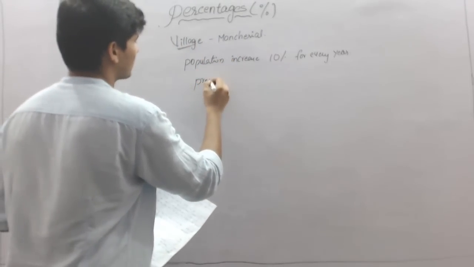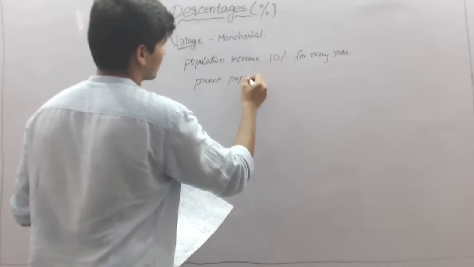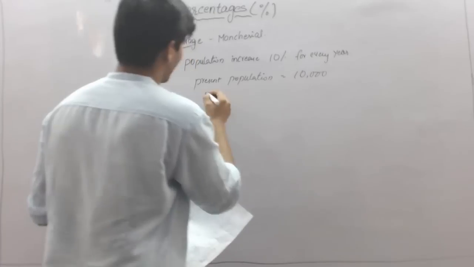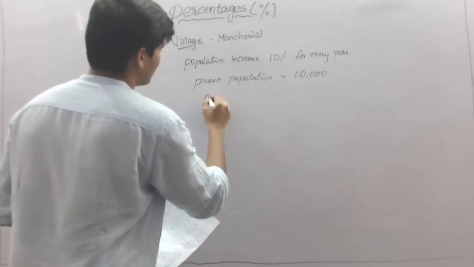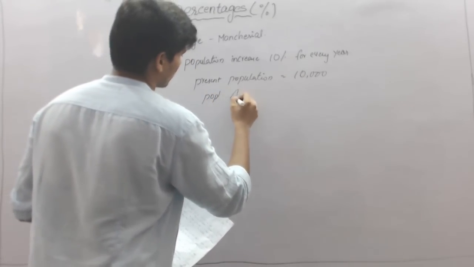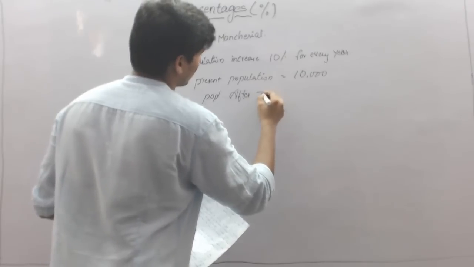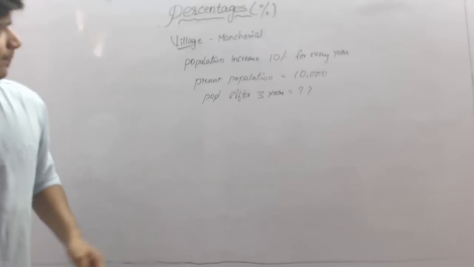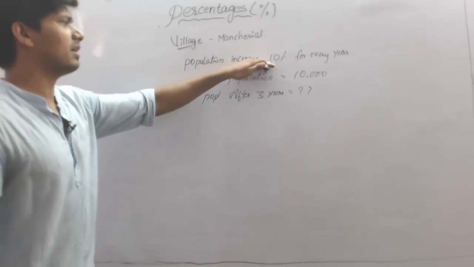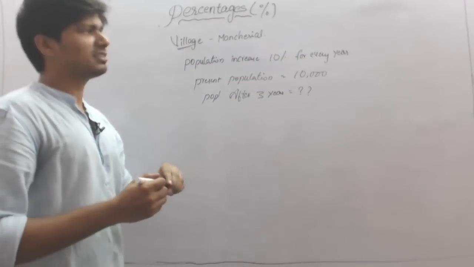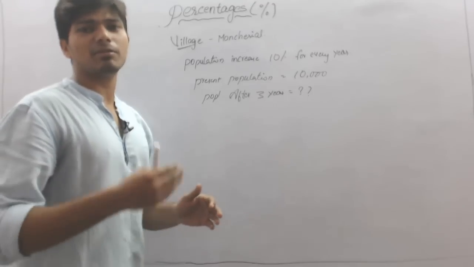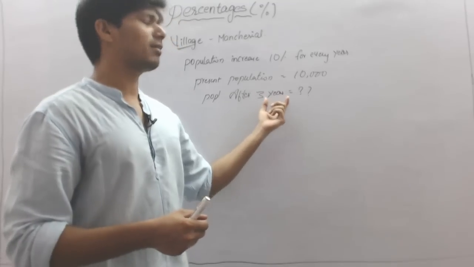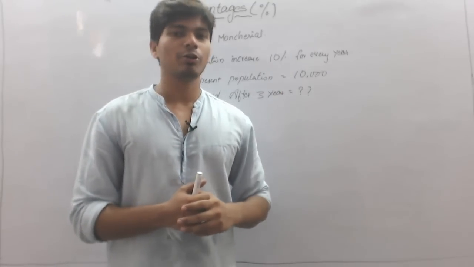Present population is 10,000. Now population after 3 years. Got clarity in the question? There is a village Mancherial. The population of the village increases 10% for every year. That means for every year the population increases by 10%. Now the population is 10,000. Then what will be the population after 3 years?